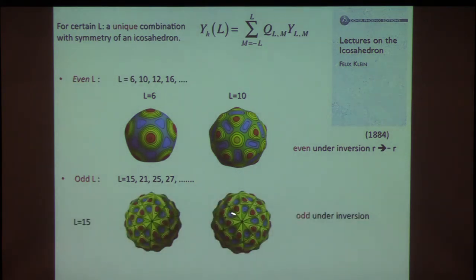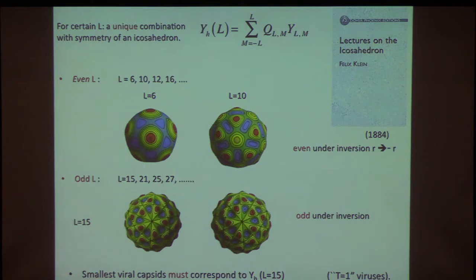So L equals 15 is the lowest odd L icosahedral spherical harmonic introduced by Felix Klein, which is odd under inversion. That's why it has to be L equals 15. That was the argument. It's not that they just did fitting. There was a good reason to take L equals 15. And so they concluded the smallest viral capsid must correspond to L equals 15. There's a left-handed and a right-handed version, presumably corresponding to left-handed and right-handed amino acids.